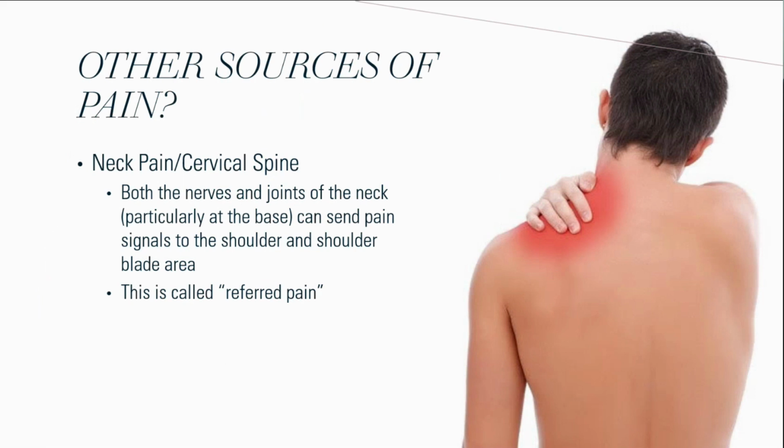Sometimes shoulder pain may be the result of other areas causing the pain as well. A lot of times we'll see the neck can refer pain into the shoulder area. Often the joints and the muscles and the nerves through the bottom of the neck can send pain down into the shoulder blade area. So this is something that we can tease out in our assessment and figure out more specifically what the cause of your shoulder pain is.